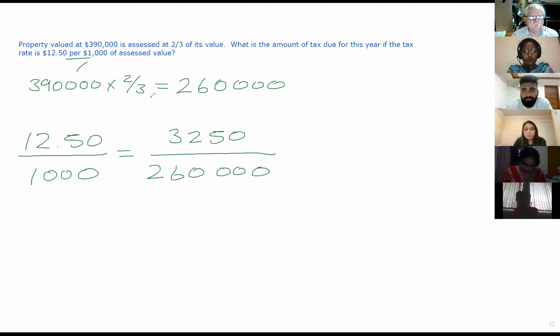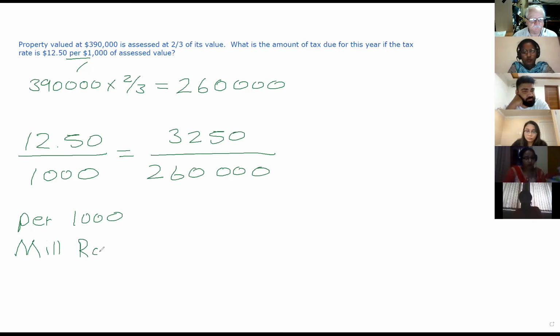So they're going to give you questions where they tell you the tax rate per 1,000. And whenever it's per $1,000 in the tax business, that's referred to as the mill rate. So if it's per 1,000, they're talking about the mill rate. They will also give you tax questions where they just give you a decimal number and then it's per dollar, not per 1,000. It's just per dollar.